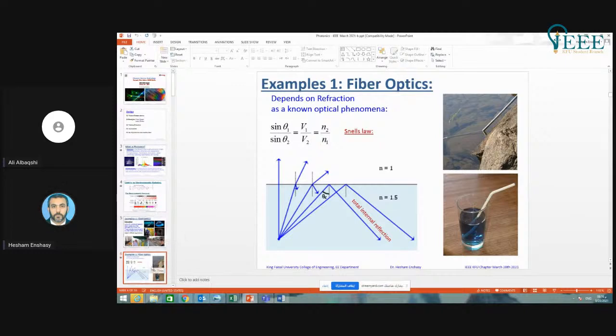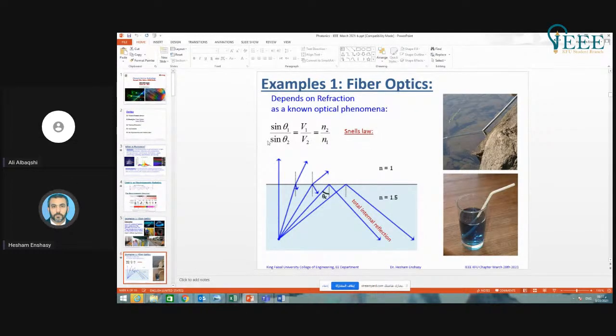Great. So we start at this slide. We are talking about how fiber optics work. We said that fiber optics depends on the refraction phenomenon. Basically, if you stick a rod or a pencil inside the water, you will see at the interface between the water and the air that this pencil or rod looks like it's broken or bent. This phenomenon is called refraction, and it's defined using Snell's law.